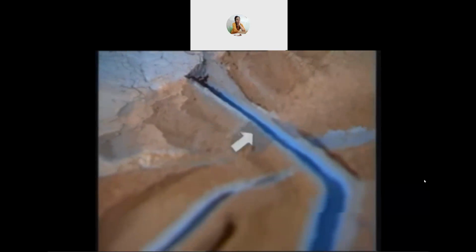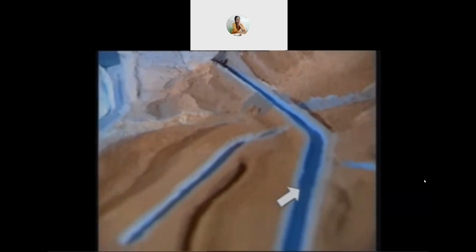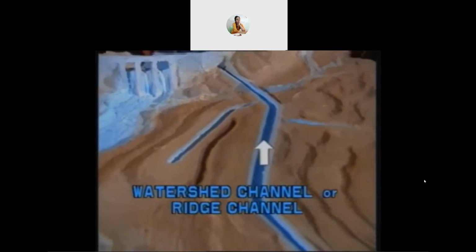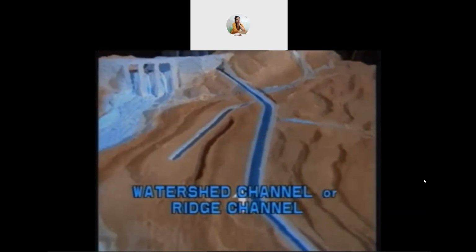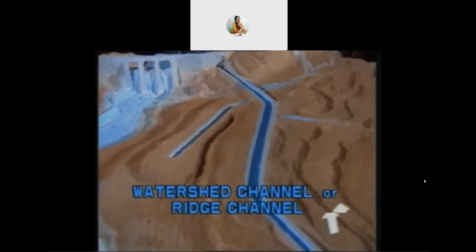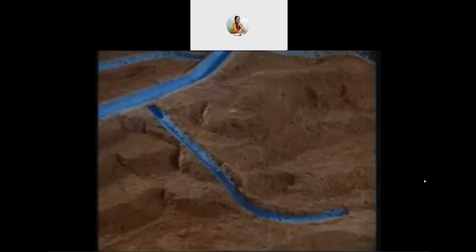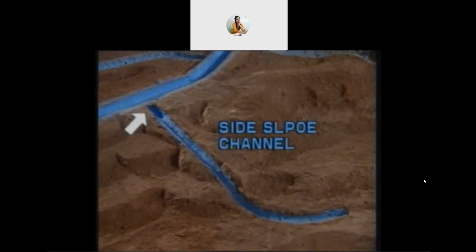After the head reach, a channel aligned along the ridge of a watershed is called a watershed channel. It can irrigate on both sides. Here, cross-drainage works are obviated. A channel aligned roughly at right angles to the contours is called a side slope channel. The cross-drainage works do not intercept this channel.